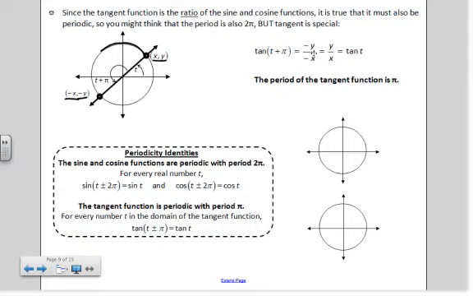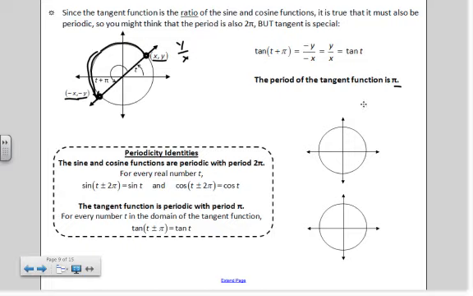Well, the tangent ratio is the y coordinate of our point over the x coordinate of our point, and our y coordinate in quadrant 3 is negative, and our x is negative, and notice I still get the relationship of y over x, which is tangent of t. So what this means is our tangent function has a period of pi.